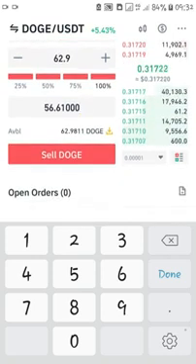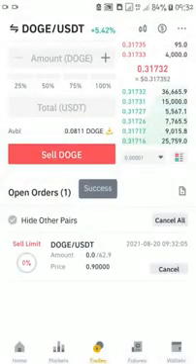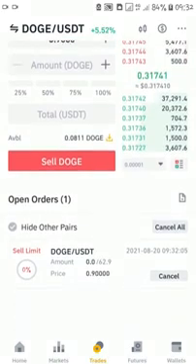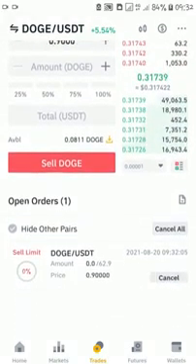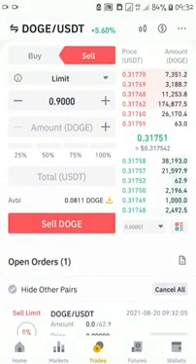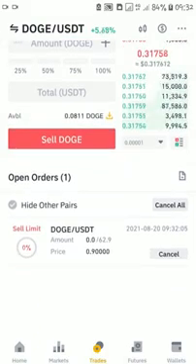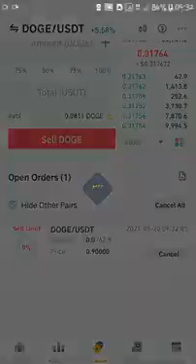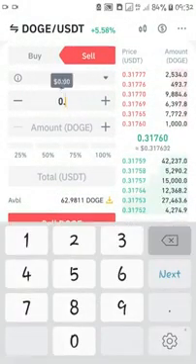So I will just click on sell and the trade is going to be opened. So you can see the trade has been opened. So whenever Dutch rises up to 0.9, Binance will collect my Dutch and give me 56 USDT. So that is how you buy low and sell high. So it's going to take a while before Dutch gets to 0.9. So I'll just cancel that trade and sell it at a higher price than what we bought it.